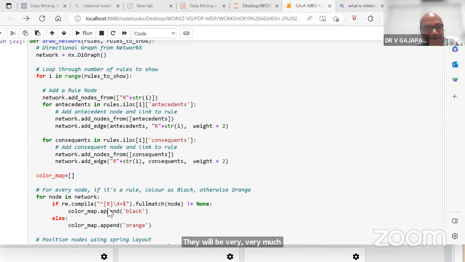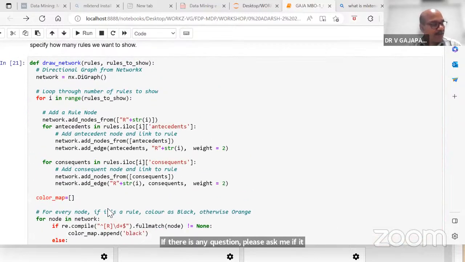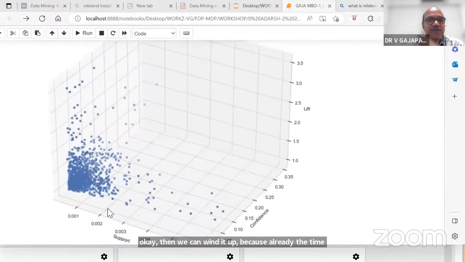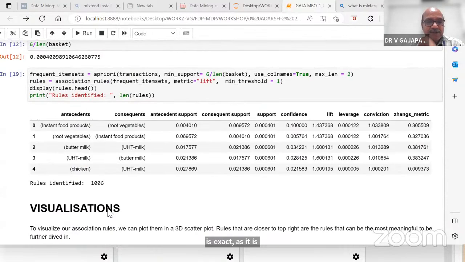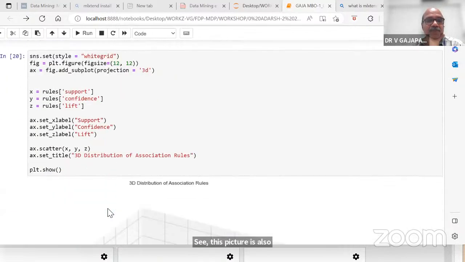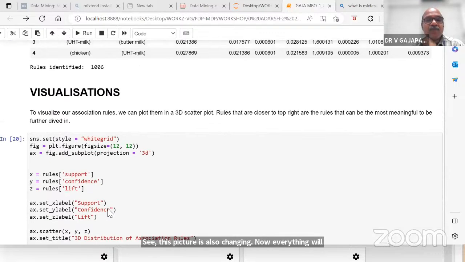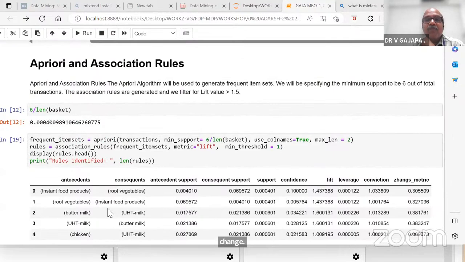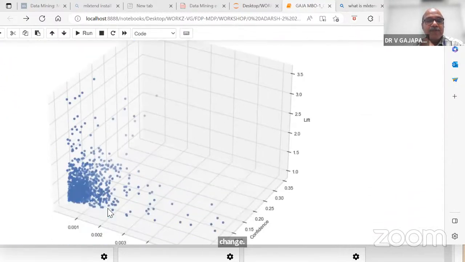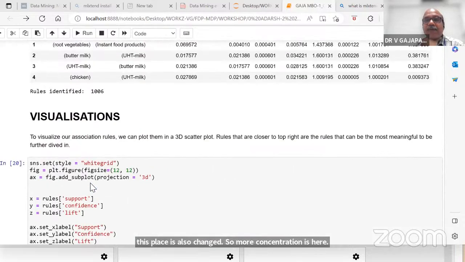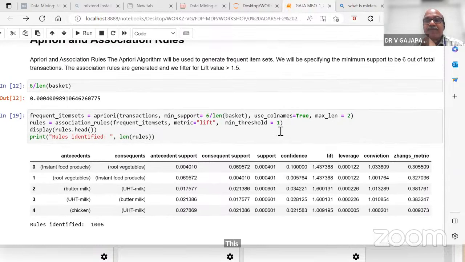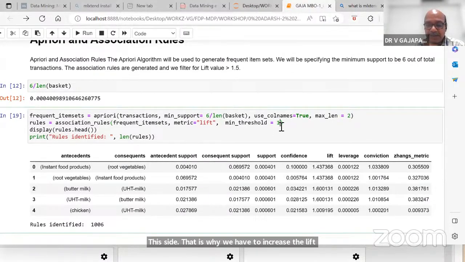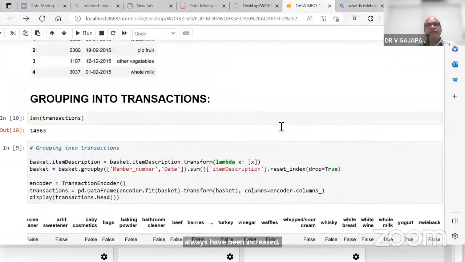If there is any question, please ask me. If it is okay, then we can wind it up, because already the time is exact as it is. See, this picture is also changing now. Everything will change. And this picture is also changed. So more concentration is on this side. That is why we have to increase the lift always. Okay, no problem. Is it okay?